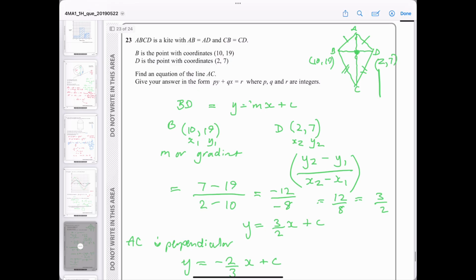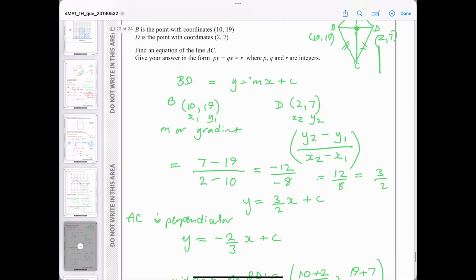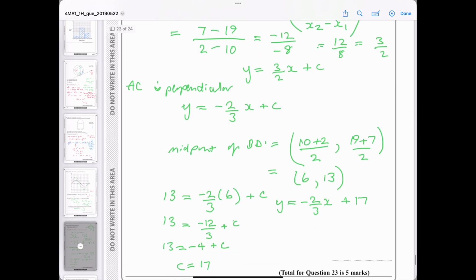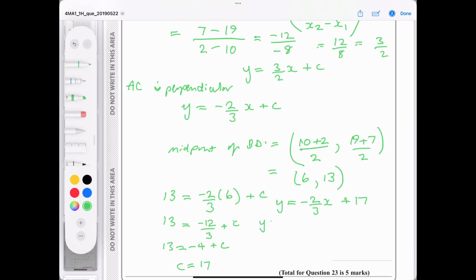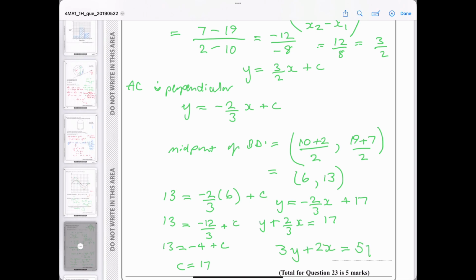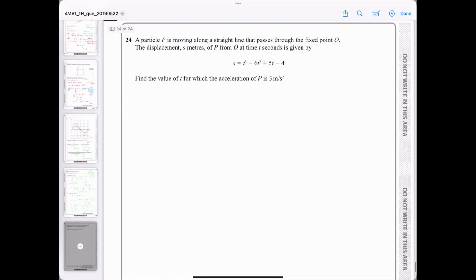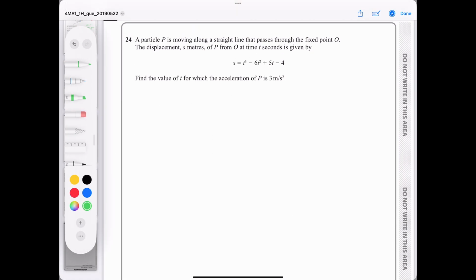So we need it in the form py plus qx equals, so we can leave the 17 on one side, so we'll add 2/3 x to get y plus 2/3 x equals 17, and times through by 3, and we get 3y plus 2x equals 51, and that, I think, is, oh no, it's not, we've got one more thing to do. Okay, right, let's have a little look at this.